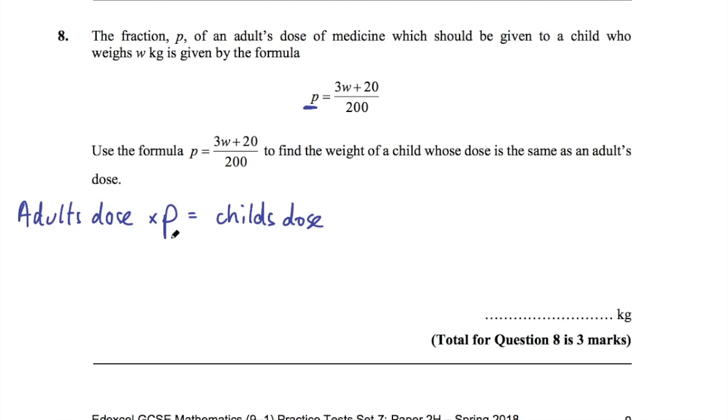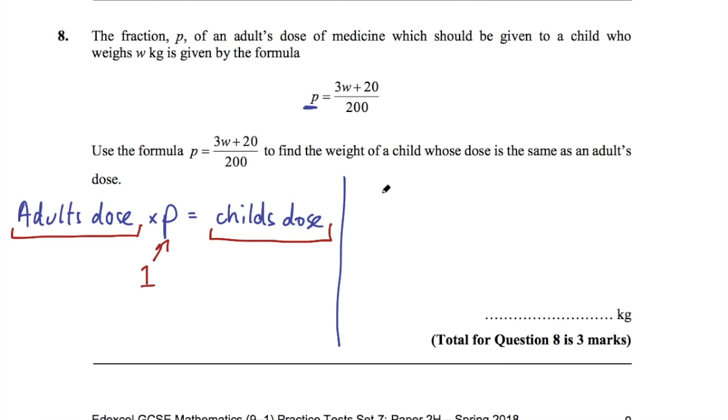Okay, so that's the fraction of the adult's dose that will give you the child's dose. So how can we make it so that the child's dose is the same as the adult's dose? In other words, in this equation, the adult's dose needs to be the same as the child's dose. So how can we make this equal? Well, the only option is if P equals 1. So P must equal 1 for those two things to be equal. So that's your starting point for this question.